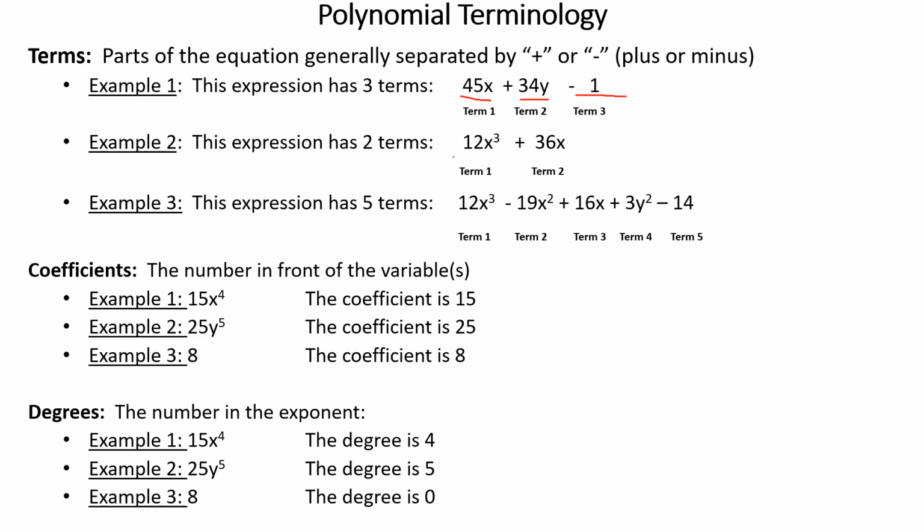This one has two terms, 12x cubed plus 36x. And this one has five terms: 12x to the cube minus 19x squared plus 16x plus 3y squared minus 14. Each one of these is a separate term, and there are five here.